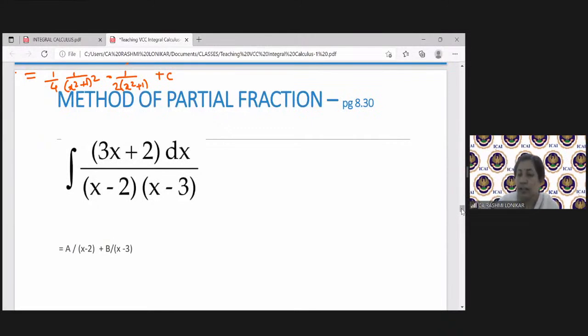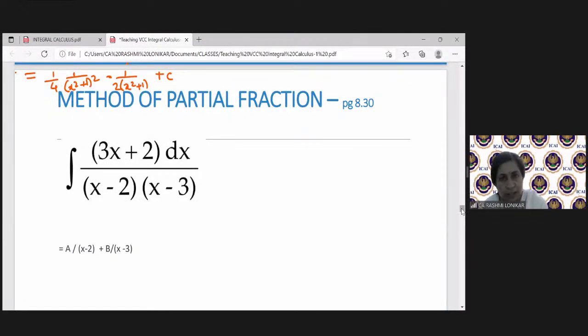Now in this method, what do we have? Sometimes I have 2 terms in the denominator, maybe even 3 terms. So it becomes easier if I'm able to separate them. Once I separate them, I am able to find the integration of each of these separate terms. So here, as you can see in this example, you have x minus 2 into x minus 3 in the denominator.